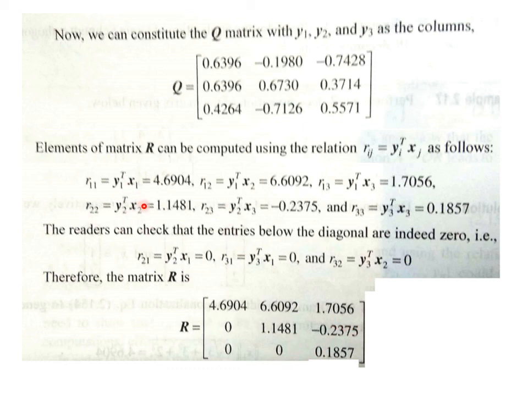R22, y2 transpose x2, is 1.1481, R23, y2 transpose into x3, is minus 0.2375, and R33, y3 transpose x3, is 0.1857. So the important thing is to calculate y1, y2, y3 columns, then using them we can find matrix R, and arranging them as columns we can find matrix Q. So that is about QR decomposition of a given square matrix of order 3 cross 3.